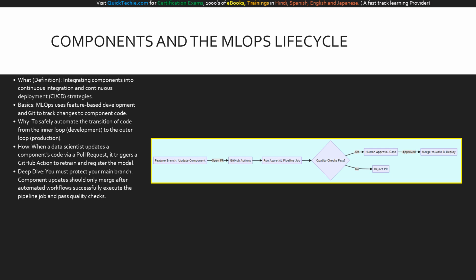A developer updates a component in a feature branch and opens a pull request. This event triggers GitHub Actions, which automatically runs our Azure ML pipeline job in the cloud. If the pipeline succeeds and quality checks pass, the workflow pauses at a human approval gate. Once the lead scientist approves, the updated component merges to the main branch and deploys.